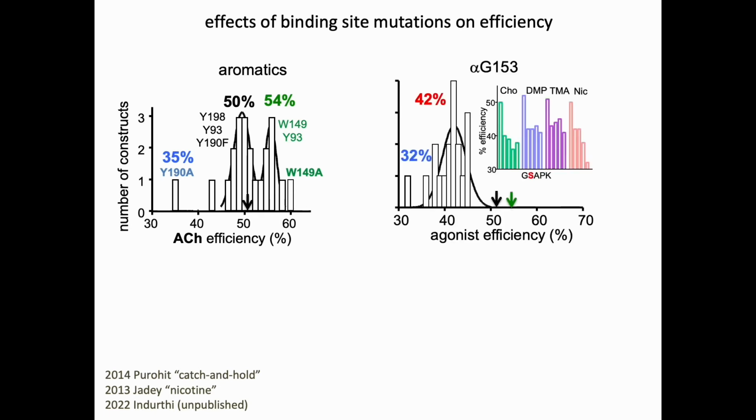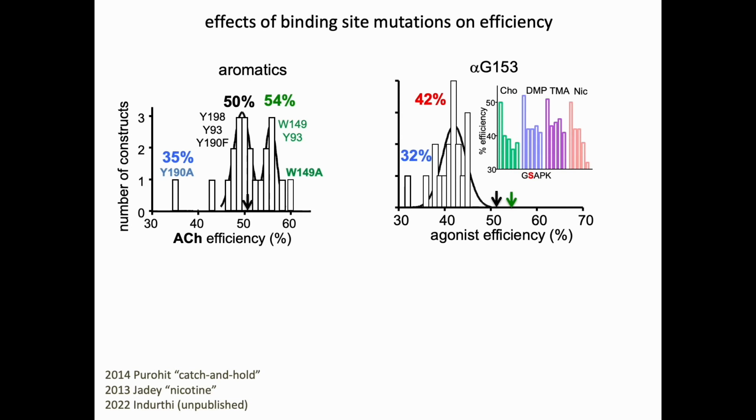Now, we also measured 16 different mutant receptor, mutant agonist combinations for mutations of glycine up in loop B, at the top of that picture in the last slide. And all of these lower the efficiency of choline, which is a 51% agonist, here shown in black, or DMP and TMA, which are 54% agonists. Both of these went down to 42%. And one of them went down to 32%. I think that was nicotine on G153K, went down to 32%.